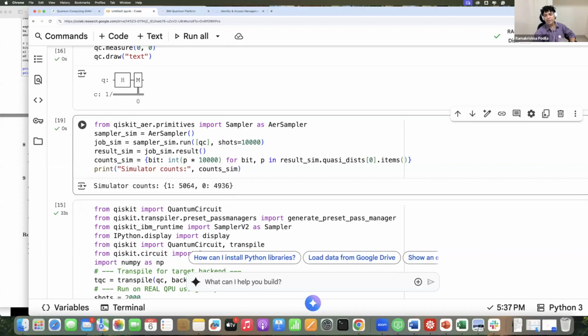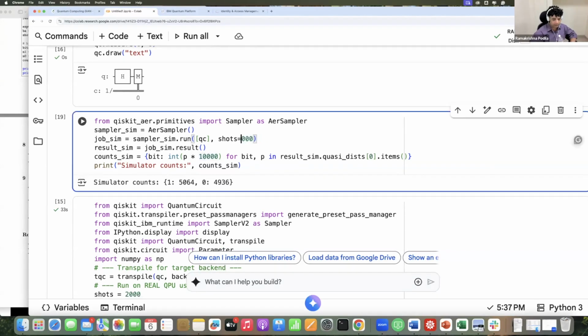So you see the difference decreases. Saptagiri, are you able to see that? It is due to the number of shots. Ideally, you need to go to infinite shots. So let's go back to 2000.